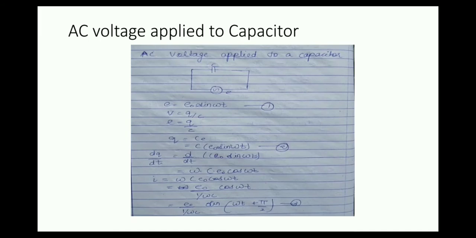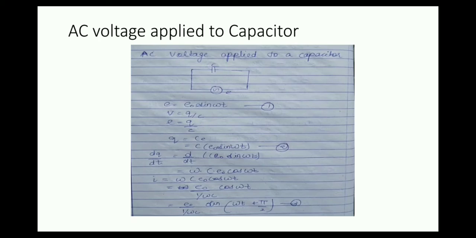Next, talking about AC voltage applied to a capacitor. Again, we are going to consider an alternating EMF applied across a capacitor of capacity C, as shown in this figure. From that, we obtain equation number 1, that is E equals E0 sine omega t. The current flowing in the circuit transfers charge to the plates of the capacitor, which produces a potential difference between the plates.